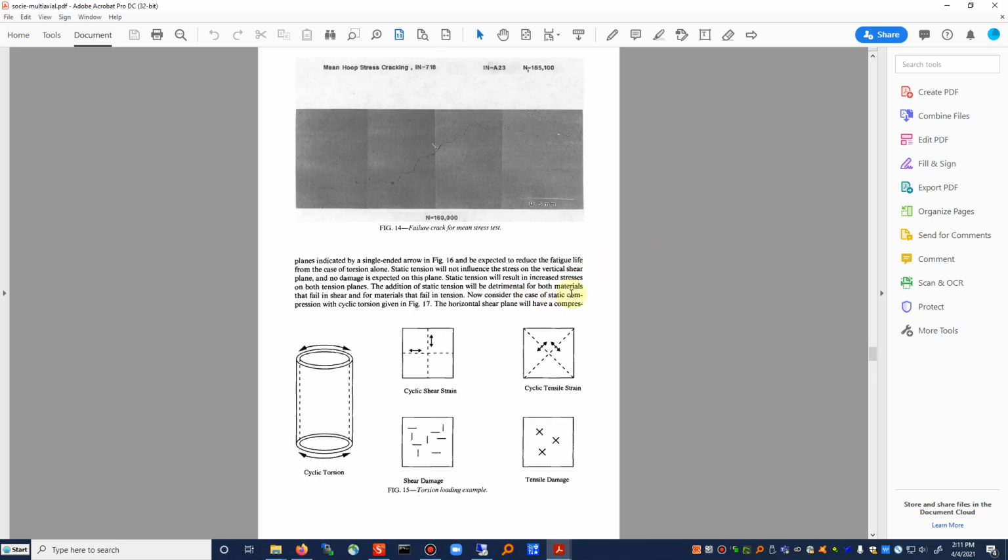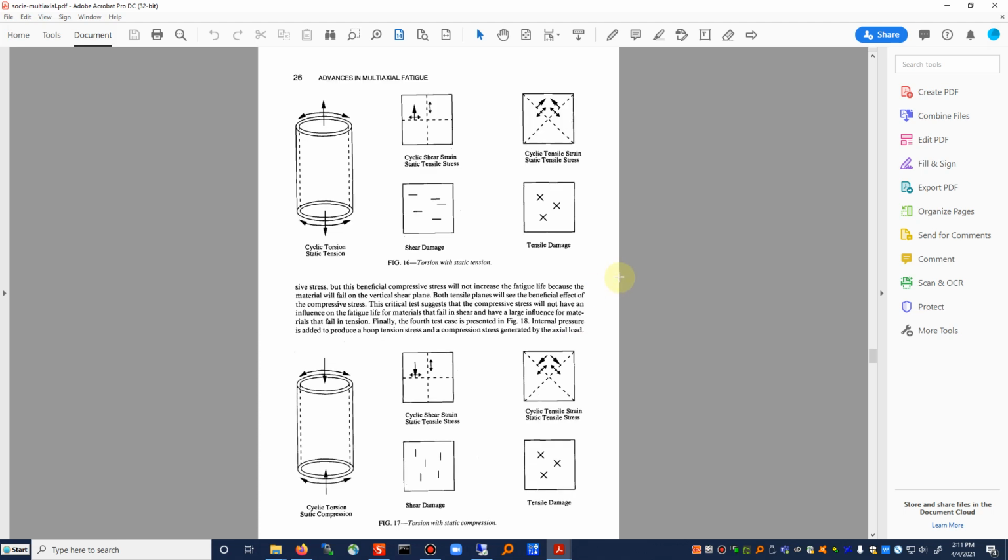Now consider the case of static compression with a cyclic torsion. The horizontal shear plane will have a compressive stress, but this beneficial compressive stress will not increase the fatigue life because the material will fail on the vertical shear plane. All right, so now we have cyclic torsion and a compressive axial stress. Well, this plane right here is benefited, and the cracks then should look straight up and down. But there's no change in fatigue life because this situation and this situation, it's the same damage mechanism. You're just forcing which plane is going to be the one that's going to be damaged.